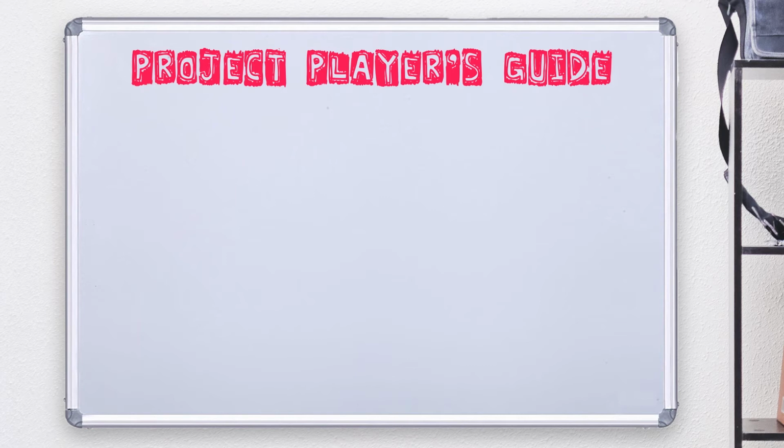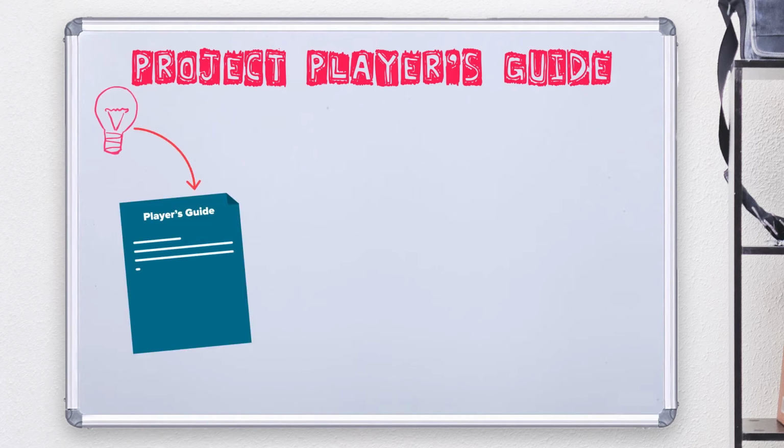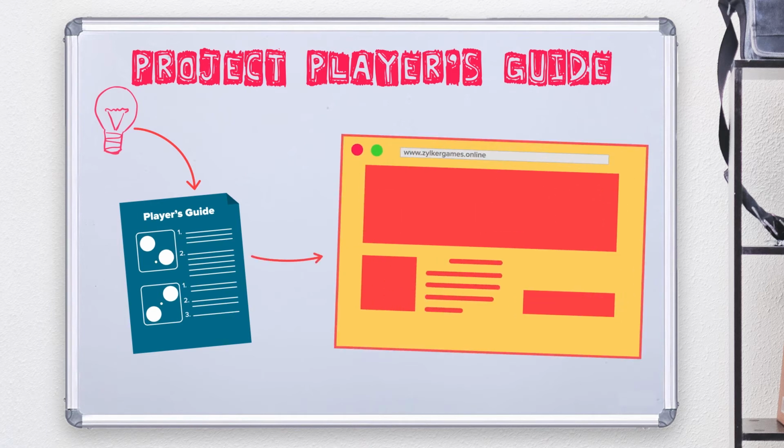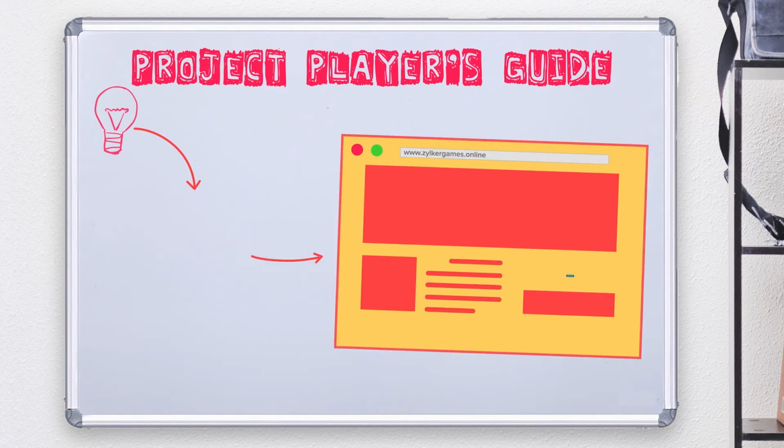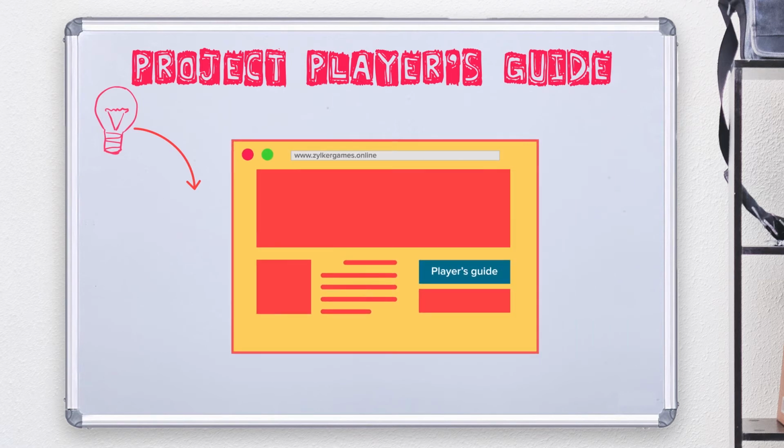Now the plan was to create a player's guide with instructions on how to complete each level of the game, and build a website for Zilker Games using Workplace and publish the player guide on the website for the customers to download or to view and access.